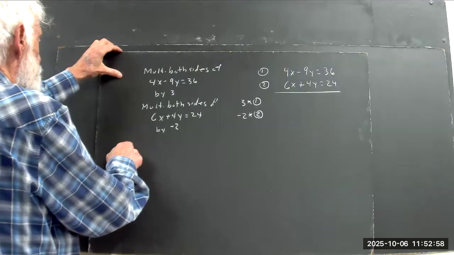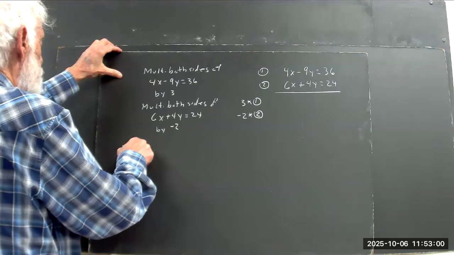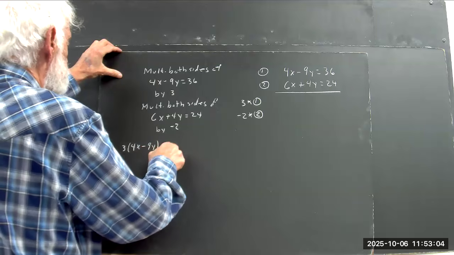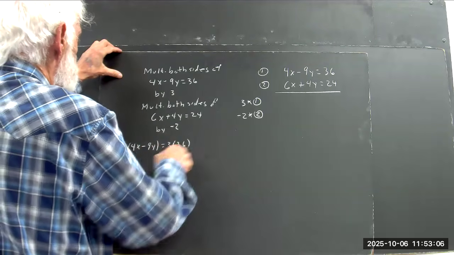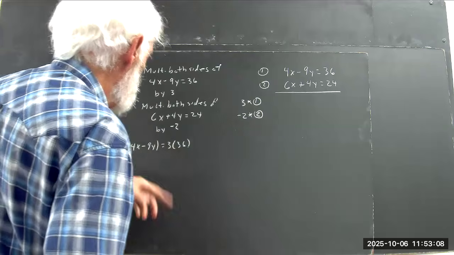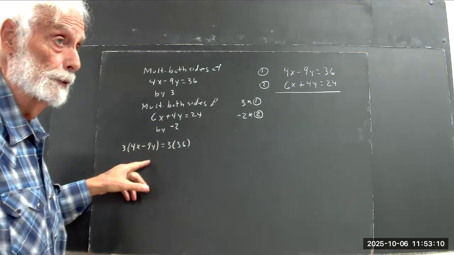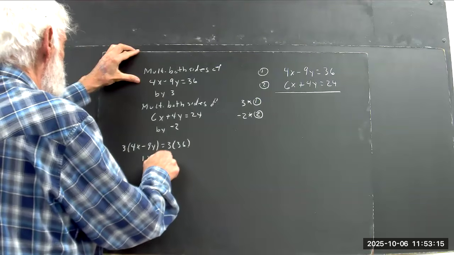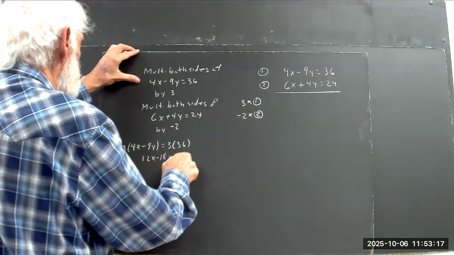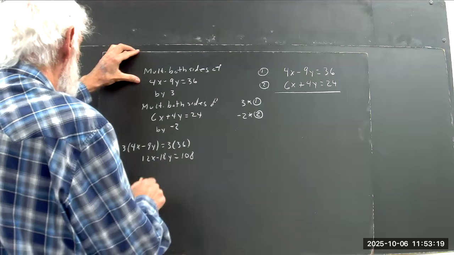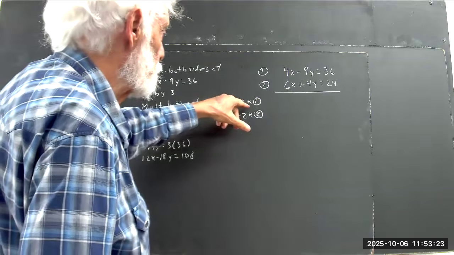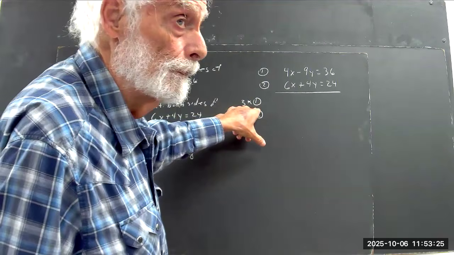Okay, well, what do we get? We get 3 times the quantity 4x minus 9y equals 3 times 36. Multiplying both sides by 3 doesn't change the solutions to this equation. That gives us 12x minus 18y equals 108. Now, what we're wanting to write down here is 3 times equation 1.